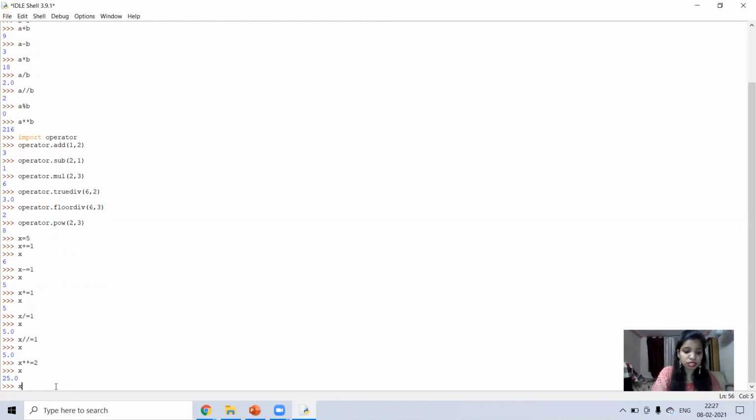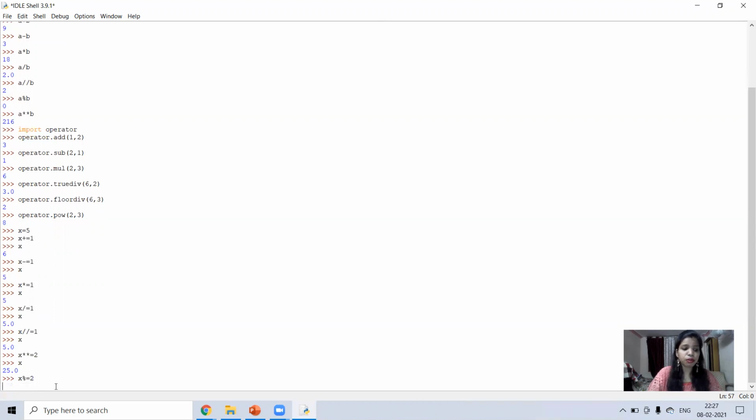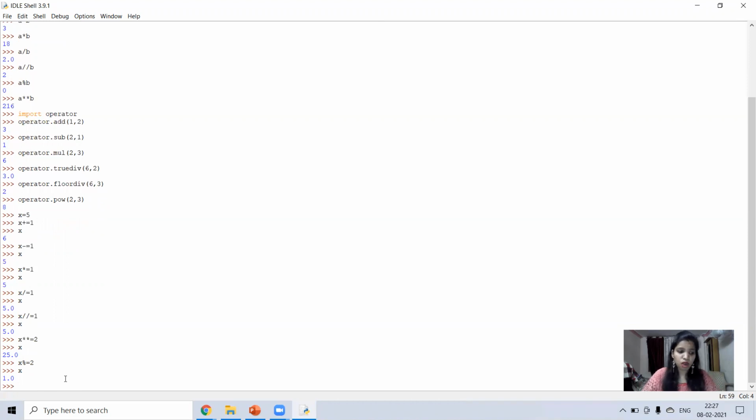x modulus equals to 2 means 5 divided by 2 and the remainder will be, sorry, not 5. The latest value of x is 25. 25 divided by 2, the remainder should be 1. So the remainder is 1.